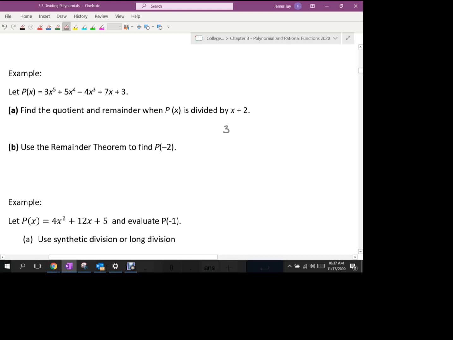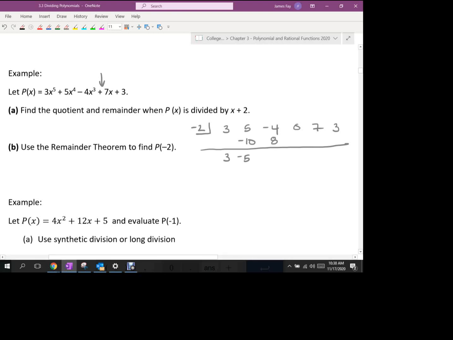Let's go 3. Do I need any placeholders? I need a placeholder for x squared, right? So we go 3, 5, -4, 0, 7, 3. What is going to be out in the box here? -2. Okay, so I can bring my 3 down, multiply, bring my 5 down, multiply.